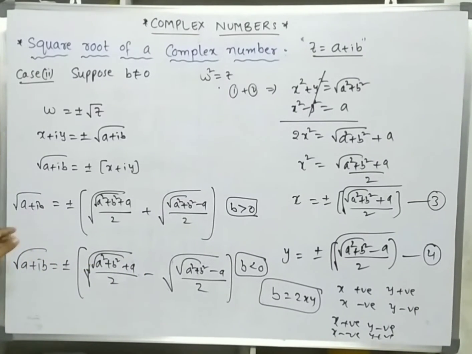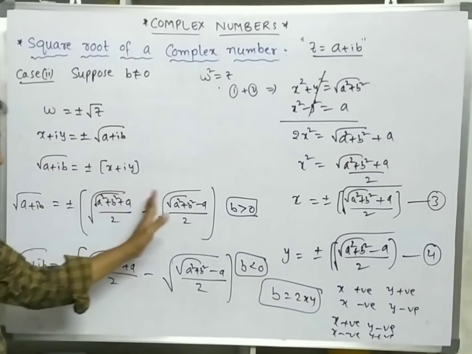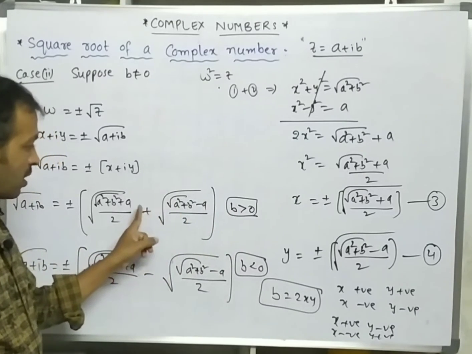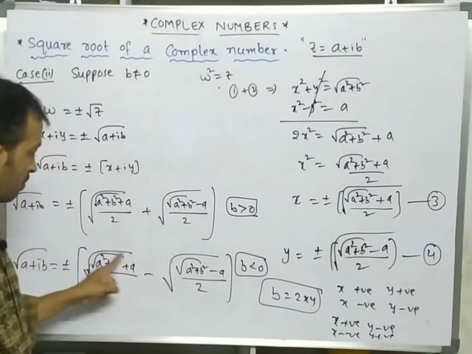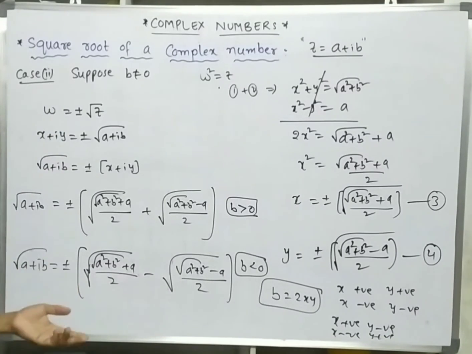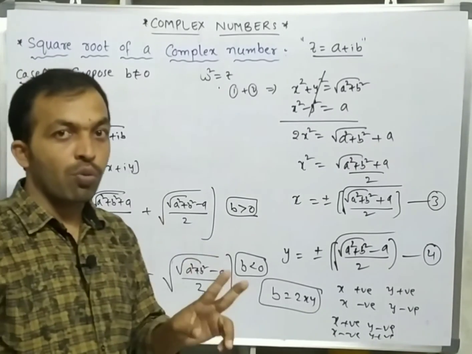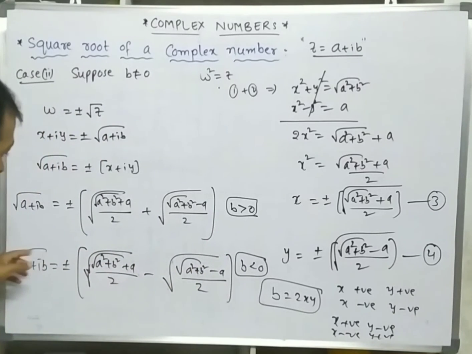So this is the formula for square root of a plus ib. To find the square root of a complex number, we have this formula. This is for b greater than 0. If b is greater than 0, we should use this formula. If b is negative, we should use this formula. In any case, we will get two roots. Square root of a complex number, we will get two complex numbers.